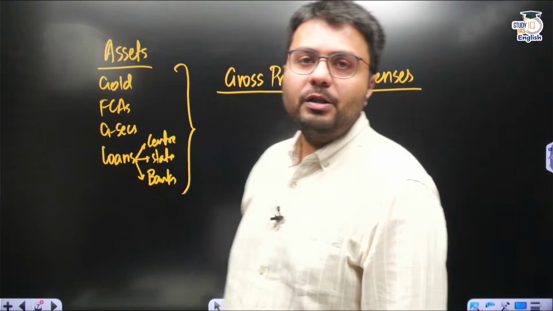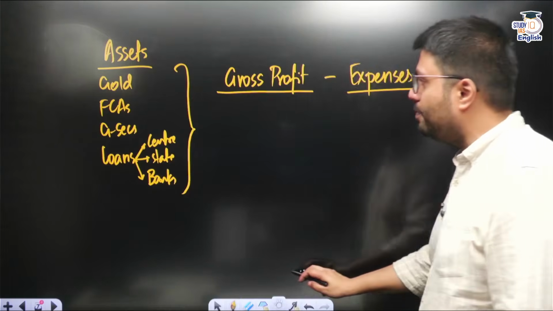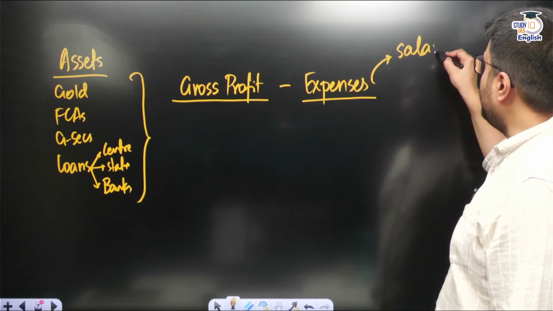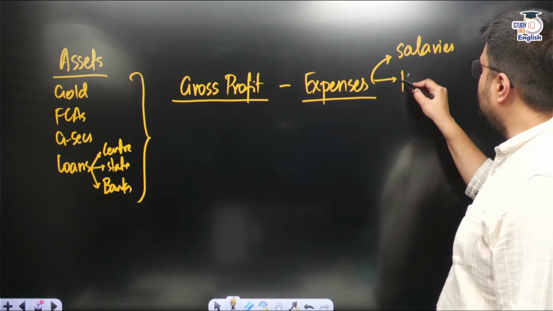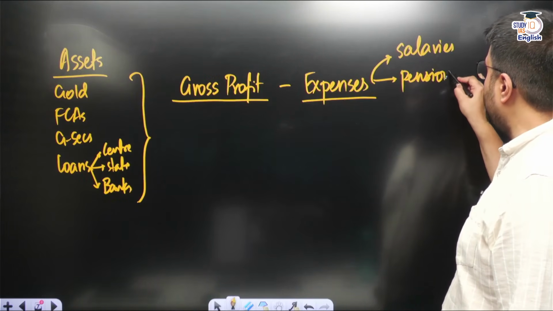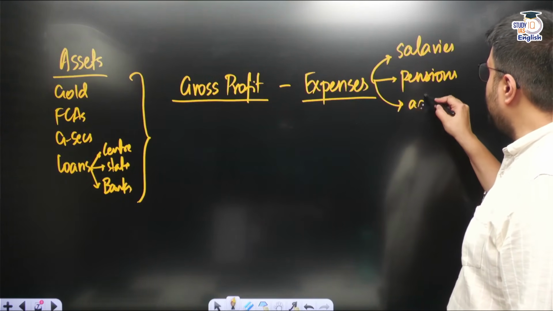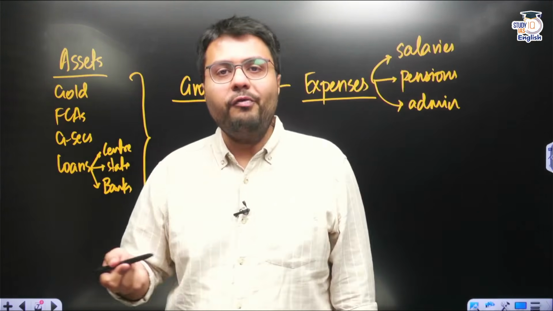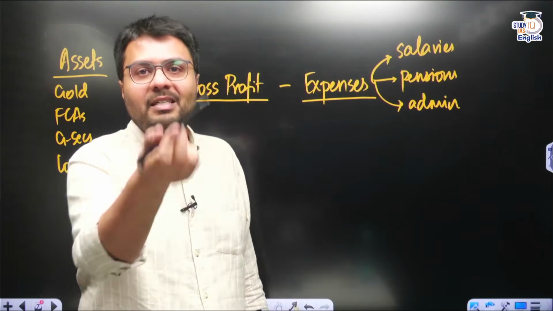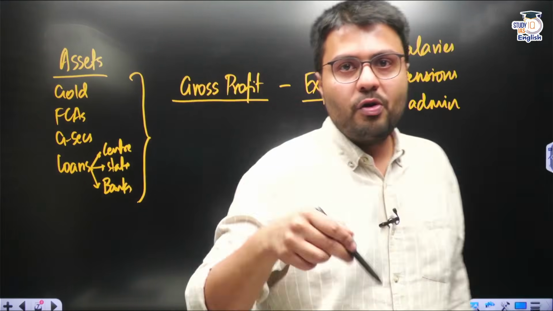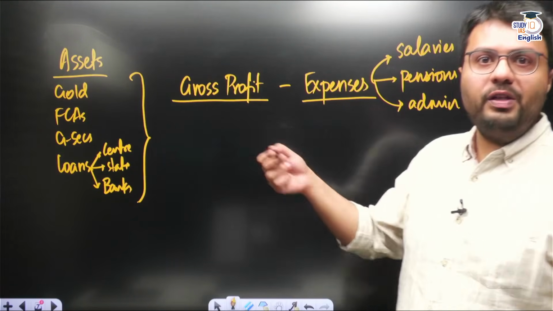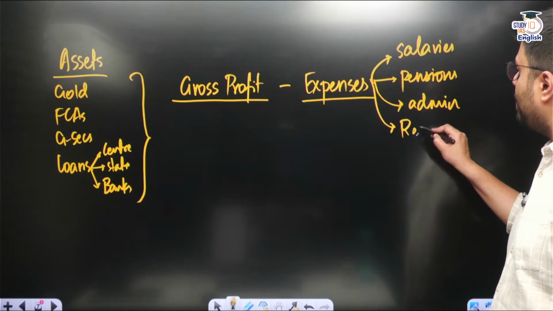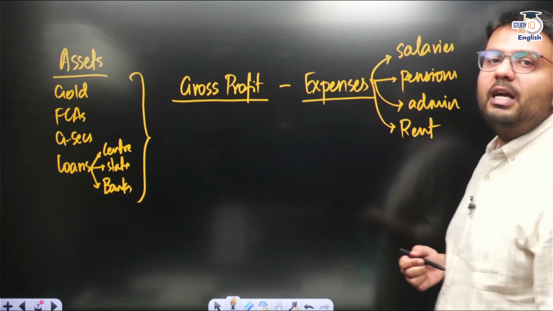Now, what are the expenses of RBI? Expenses of RBI include salaries of its present employees. It includes pensions of its past employees. It includes administrative expenses like running an office, provision of tea, coffee, papers, pens, etc. Whatever RBI must procure in order to undertake its job, all of these are administrative expenses. Similarly, RBI also rents some premises for setting up its offices.